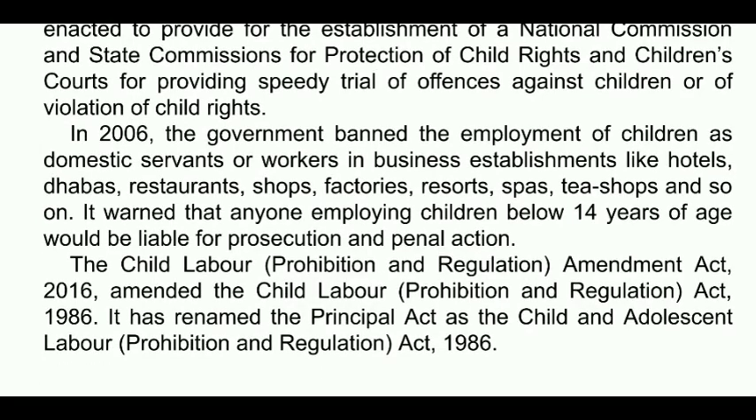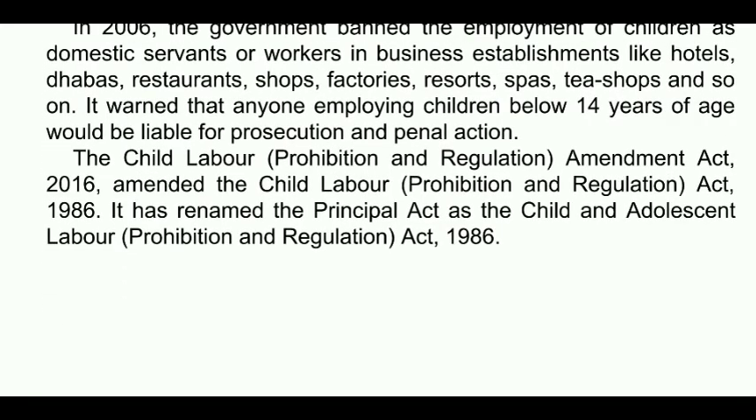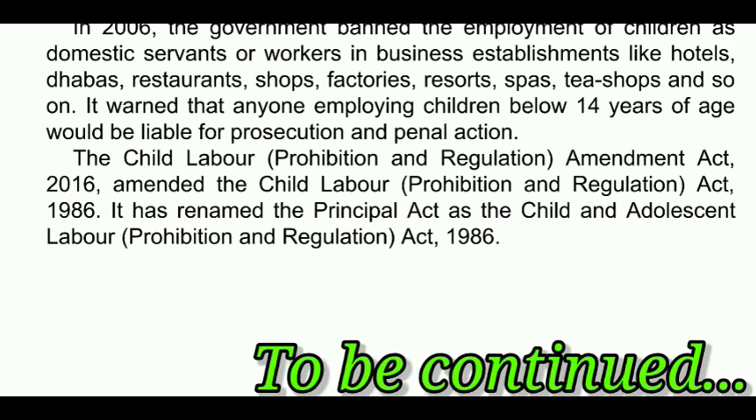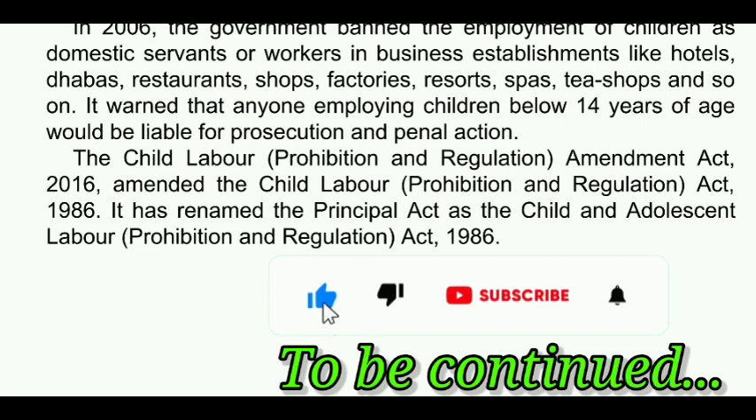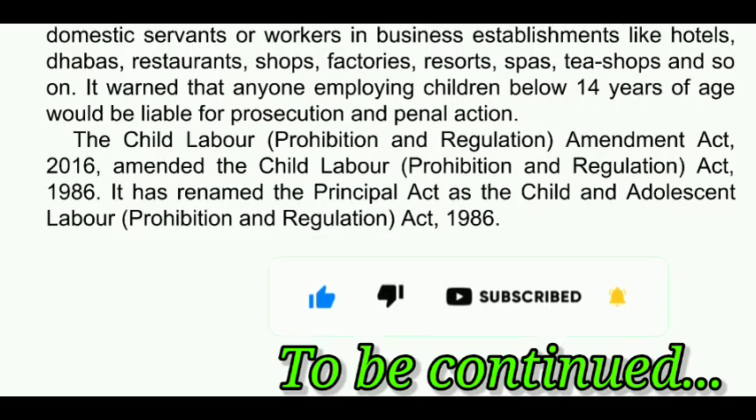In 2006, the government banned the employment of children as domestic servants or workers in business establishments like hotels, dhabas, restaurants, shops, factories, resorts, spas, tea shops, and so on. It warned that anyone employing children below 14 years of age would be liable for prosecution and penal action. The Child Labor Prohibition and Regulation Amendment Act 2016 amended the Child Labor Prohibition and Regulation Act 1986. It has renamed the Principal Act as the Child and Adolescent Labor Prohibition and Regulation Act 1986.